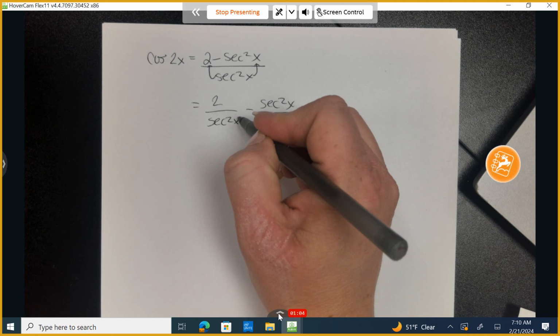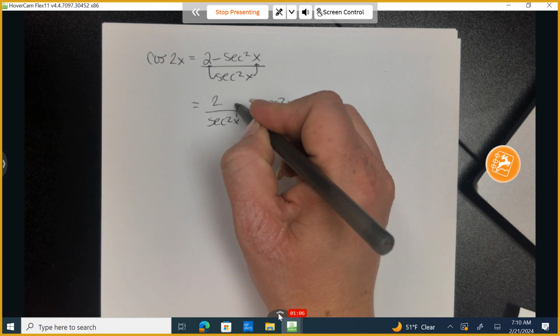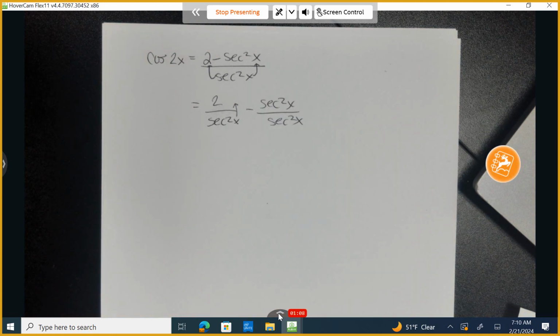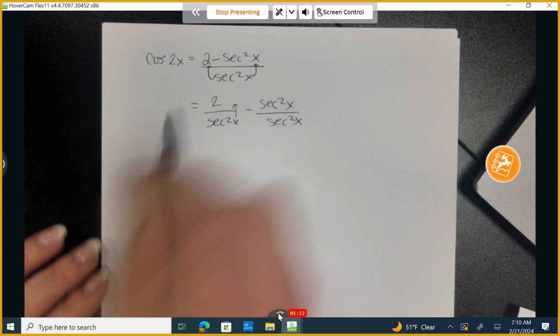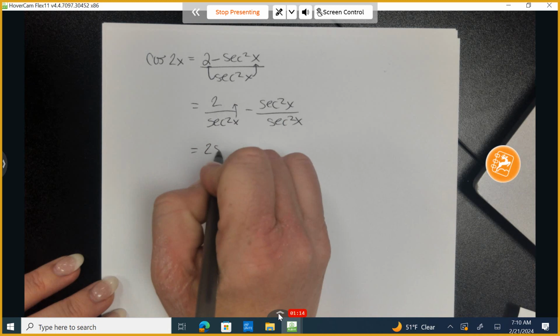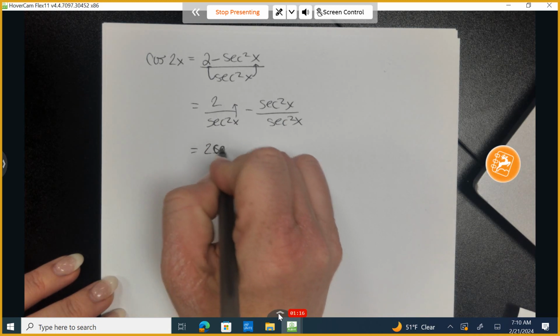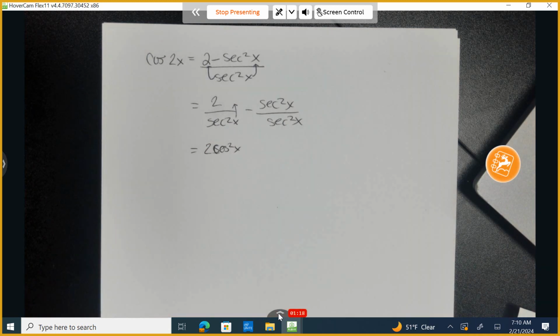Now I can rewrite this. I know secant squared is the reciprocal of cosine squared. So when the secant comes up to the top, I'm going to rewrite it as cosine squared. The next thing I recognize is on the right-hand side, I have secant squared x divided by secant squared x, which is equivalent to 1.